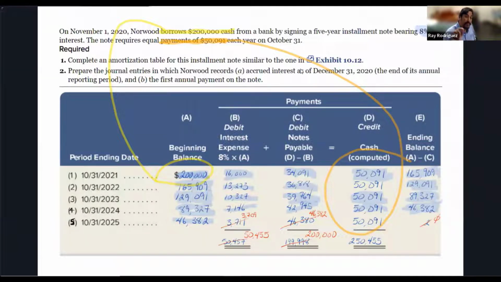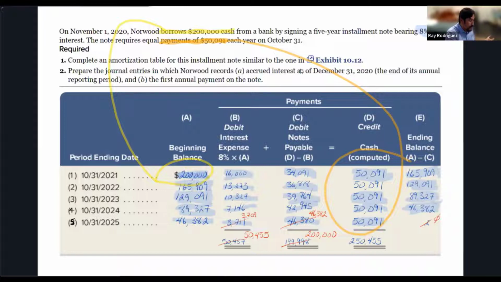Multiply it. Now you can see I've done some red scratch out. I'll explain that in a second. We're still working with, and forgive me, I'm colorblind, I don't know if I'm saying the colors right, we're still working with the blue numbers. So 46,382 beginning balance times 8% is 3,711. 3,711 taken from the total payment tells us that our payment to principal, sorry, is 46,380.